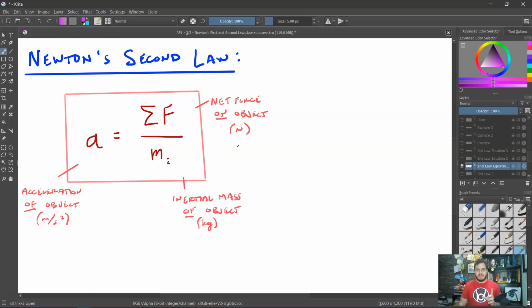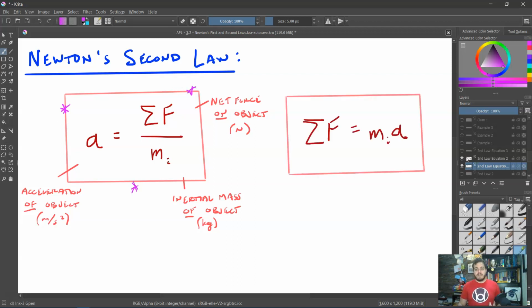But a lot of times, we actually don't see it written like this. Now, this is a real useful way of looking at it because it is very easy to understand conceptually. What this is telling me is if you have more net force, if you push or pull harder, the acceleration is going to go up. If you have more inertial mass, a bigger object, the acceleration is going to go down. So this is a nice intuitive way of understanding what Newton's second law is trying to tell us.